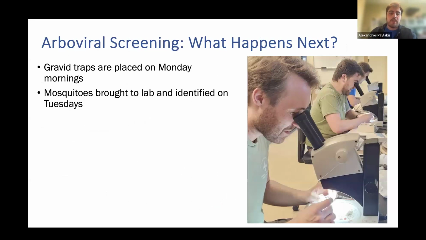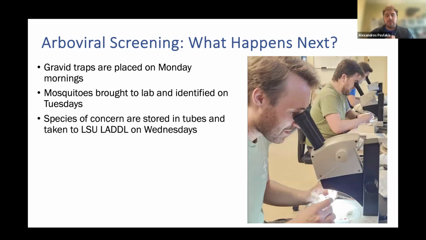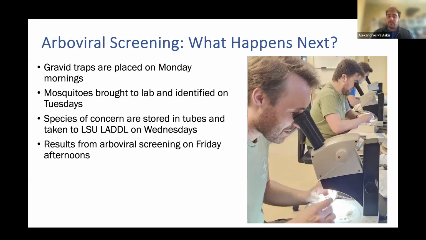We'll then collect our traps on Tuesday mornings and identify all these mosquitoes to the species level when possible. Those species of concern are stored into species-specific vials, and they're taken to our state lab at LSU on Wednesdays. And then we'll receive those results from the arbovirus screenings on Friday afternoons.